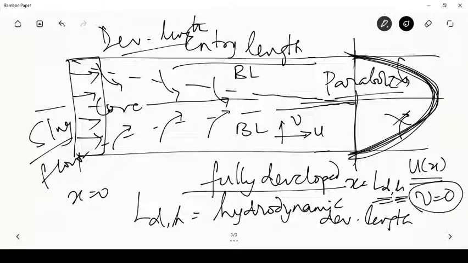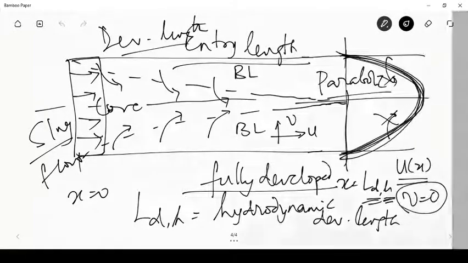From x is equal to 0 to x is equal to LDH is what we call the hydrodynamic development length, over which the velocity profile undergoes a gradual change, where the velocities inside the boundary layer become lower and the velocities outside the boundary layer become larger. Eventually the boundary layer stops changing shape once the two boundary layers meet at the center line, beyond which you have a velocity profile which is independent of x, and therefore there will be no velocities in the direction perpendicular to the plates, and only velocities in the direction parallel to the plates.